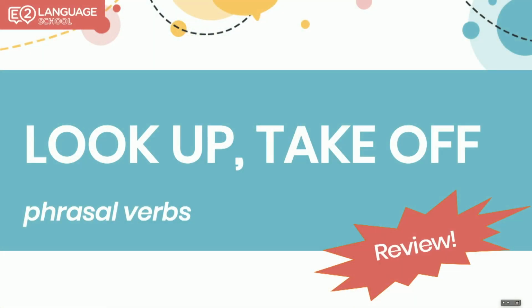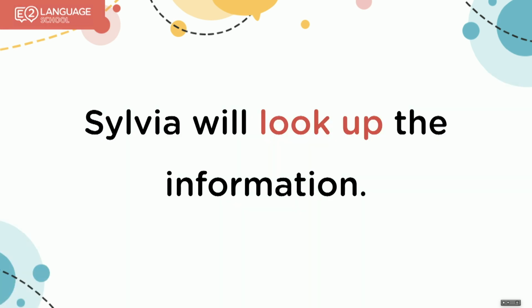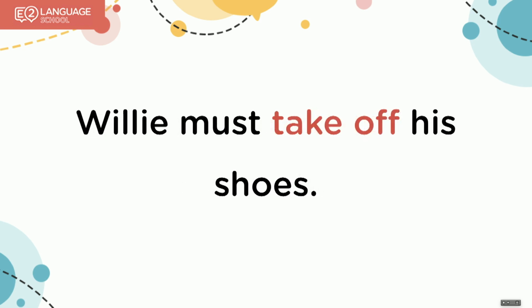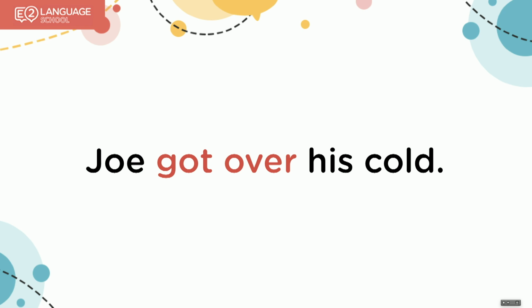Let's review phrasal verbs. Words like look up or take off. So here's a phrasal verb in a sentence. Sylvia will look up the information. Here's another one, Willie must take off his shoes. And here's another one, Joe got over his cold.